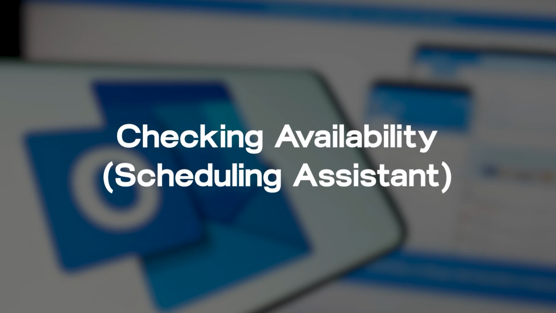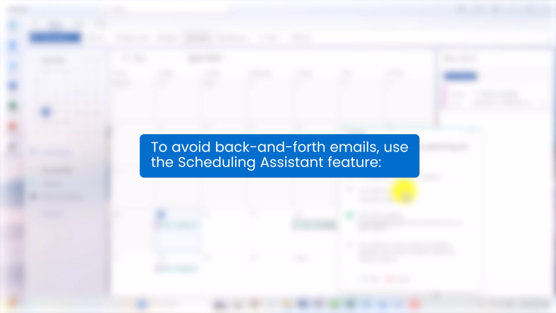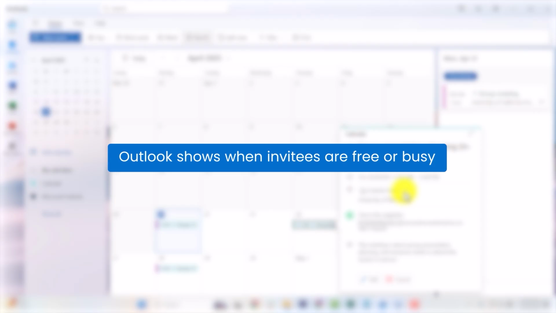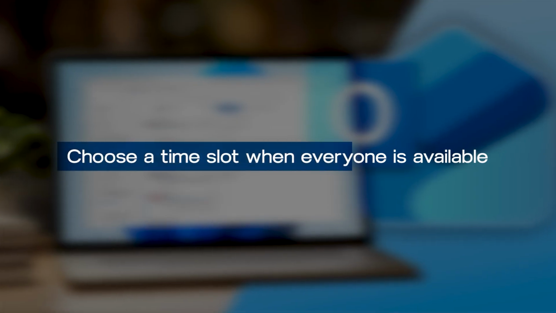Checking availability. Scheduling assistant. To avoid back and forth emails, use the scheduling assistant feature. Click scheduling assistant before sending your invite. Outlook shows when invitees are free or busy. Choose a time slot when everyone is available.